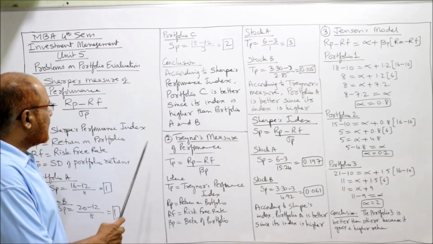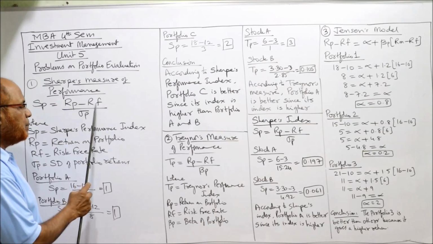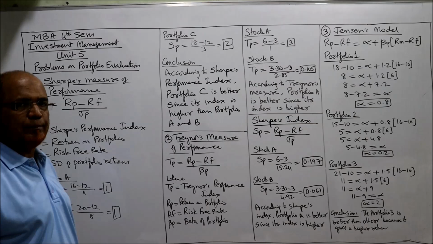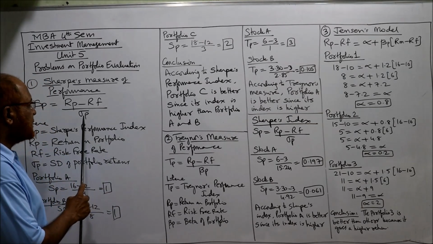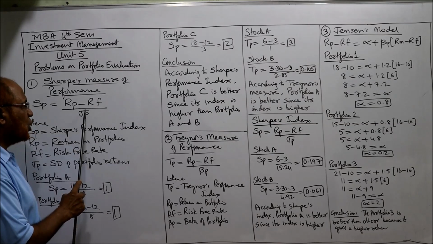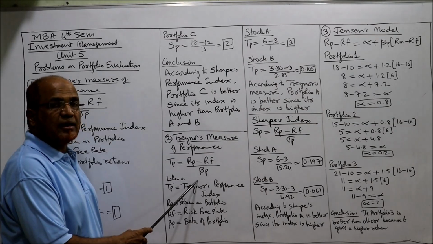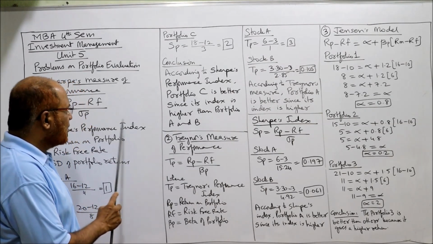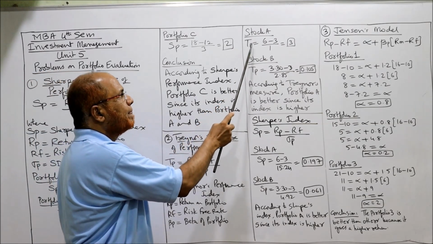तो दोनों में कंपेयर करिए आप, शार्प के इंडेक्स में और ट्रेनर के इंडेक्स में। न्यूमरेटर में आरपी माइनस आरएफ, दोनों फॉर्मूले में सेम है, रिवार्ड इज सेम। The difference is in the case of total risk. Here sigma P stands for total risk. Here we have taken beta P, beta means market risk, systematic risk. तो यहाँ खाली सिस्टमैटिक रिस्क है और यहाँ टोटल रिस्क है, that is a difference.